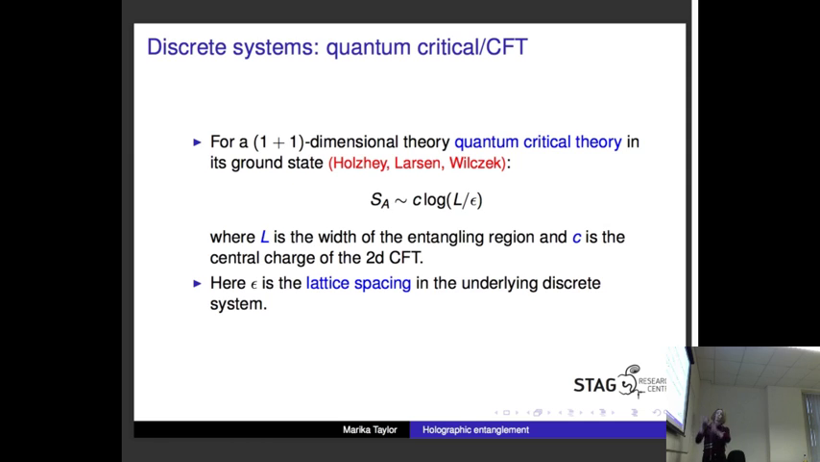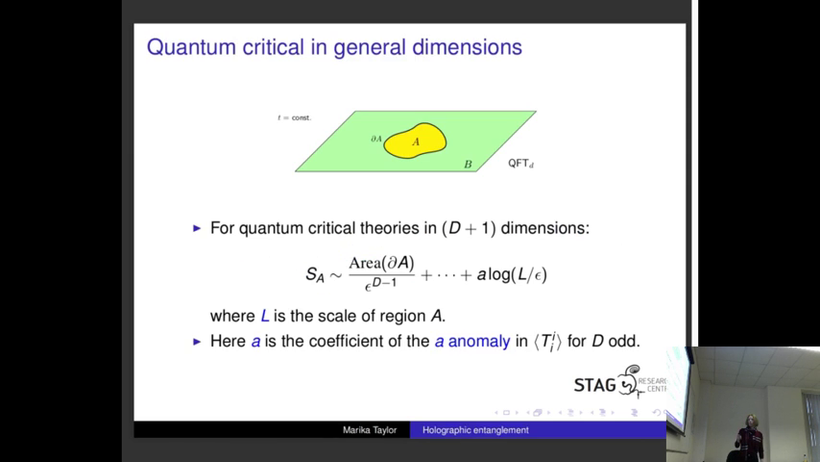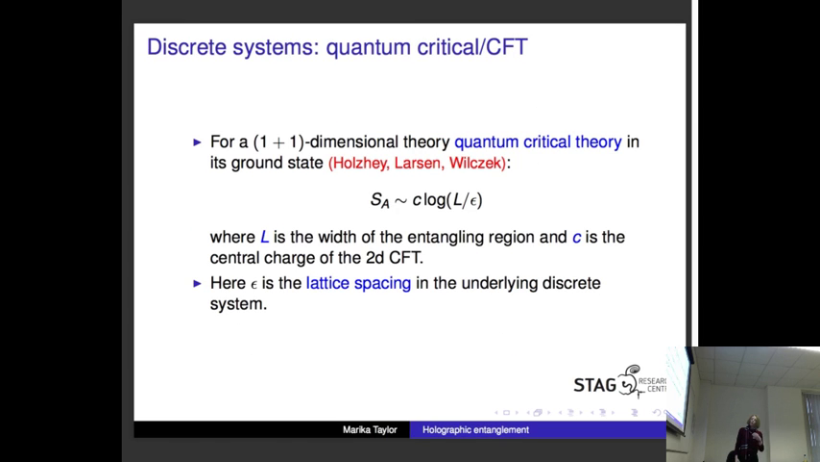Here I'm still talking about discrete systems which are approximated by a CFT description. So the entanglement entropy scales as the log of the width of the entanglement region in units of the lattice spacing.